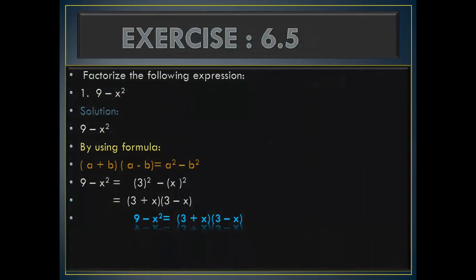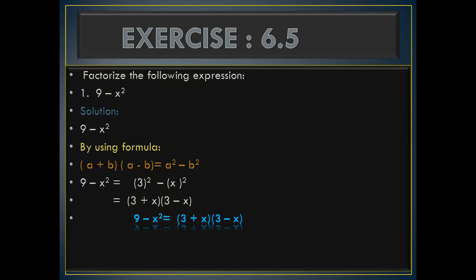9 minus x square. 9 is a square of 3 and x is a square of x. A is 3 and b is x. We put the values in the formula. 3 square minus x square. This is equal to a plus b and a minus b. So according to the formula, we write 3 plus x into 3 minus x.